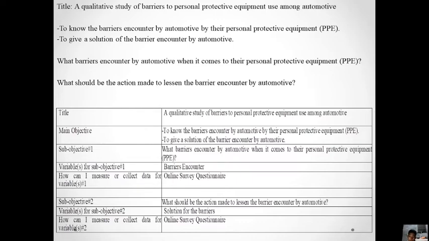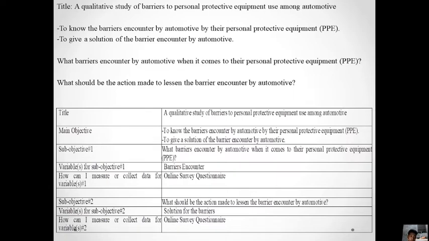My main objective is to know the barriers encountered by automotive students with their personal protective equipment, to give a solution for the barriers encountered by automotive students. Objective number one, based on the possible question: what barriers are encountered by automotive students when it comes to their personal protective equipment?